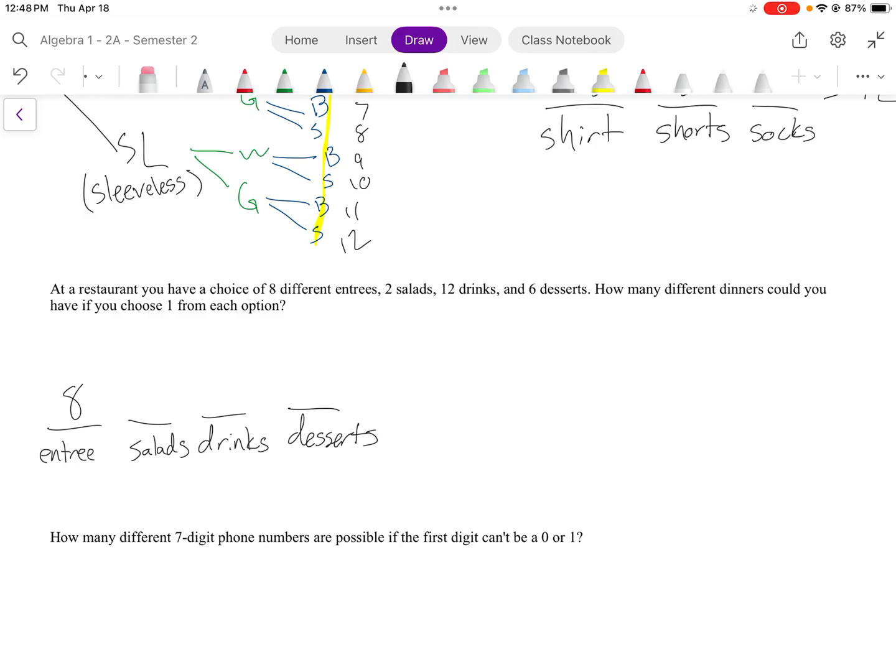My choices of entrees, I have 8 of them. I have 2 choices of salads, 12 of drinks, and 6 of desserts. So I'm going to multiply those numbers together. If I do 8 times 2 times 12 times 6, I'm going to get 1,152 different options.